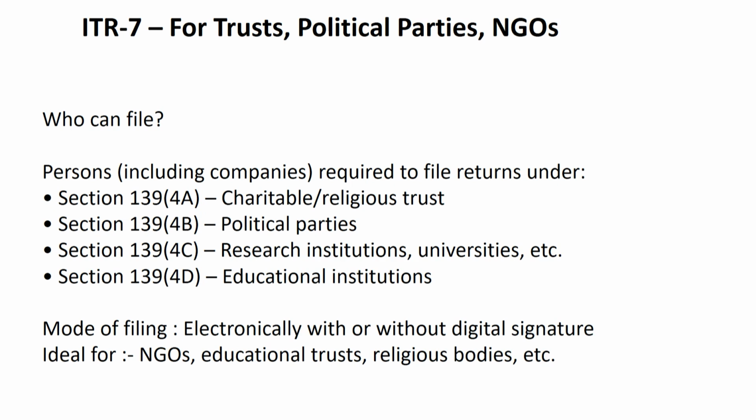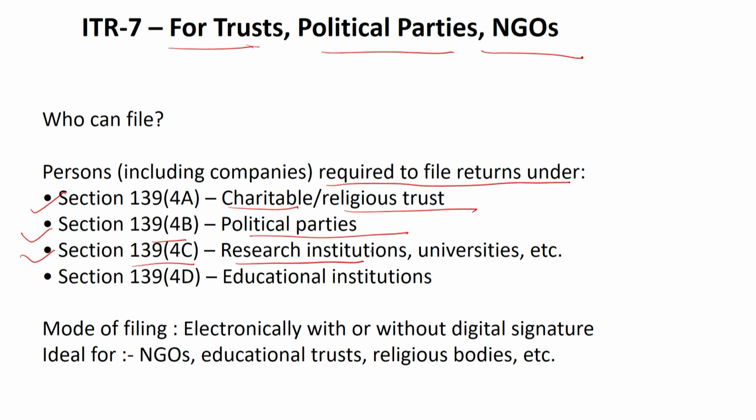Then comes the ITR7. The ITR7 is for trusts, political parties and NGOs. So all the persons, they may work in the form of companies also, who are working in a form of trust, political parties or NGOs, can file their return under the section 139(4)(a) as a charitable or religious trust, 139(4)(b) for political parties, 139(4)(c) for research institutions, universities, etc., and 139(4)(d) for educational institutions. So all such types of organization can opt for ITR7.